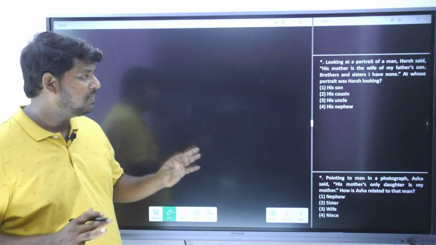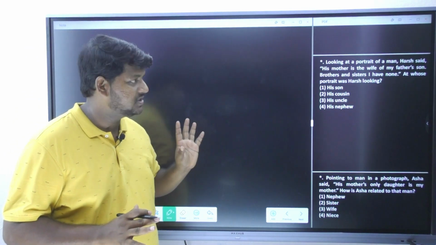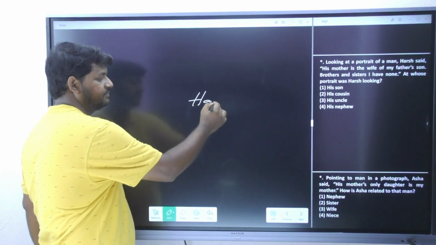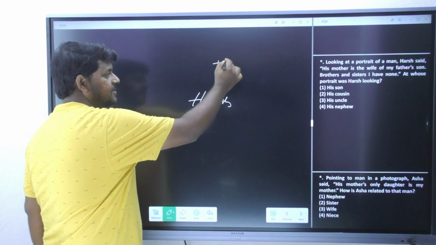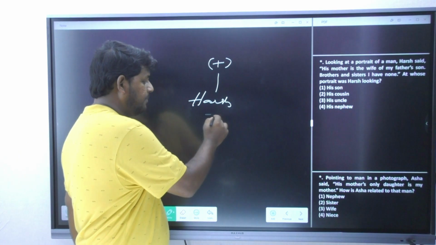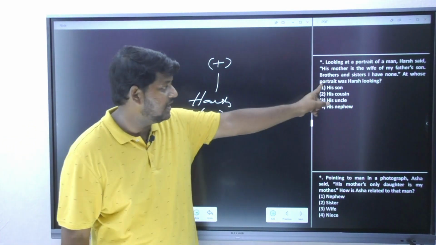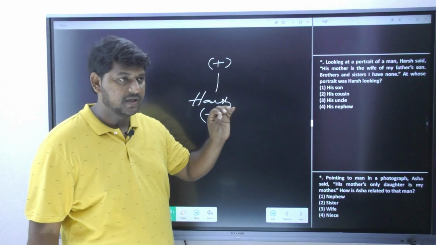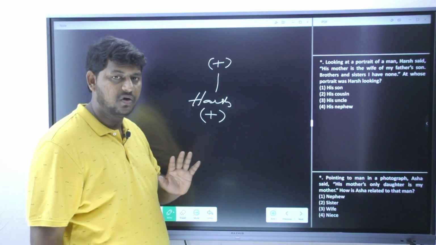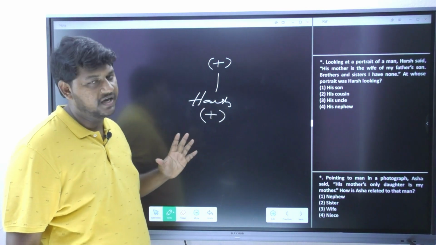Now his mother is the wife of, my should be replaced by the name of Harsh. Harsh's father's son. Please observe here, Harsh's father's son is definitely Harsh over here. You know why? Because Harsh has got no siblings at all. It is clearly given in line 3. So brothers and sisters I have none, so it is mentioning Harsh has got no siblings. So Harsh's father's son is definitely Harsh.